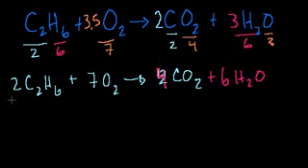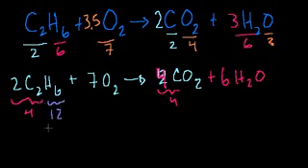How much carbon do we have? I have 4 carbons here. I have 4 carbons here. How much hydrogen do I have? I have 2 times 6. I have 12 hydrogens here. I have 12 hydrogens here. How much oxygen do I have?